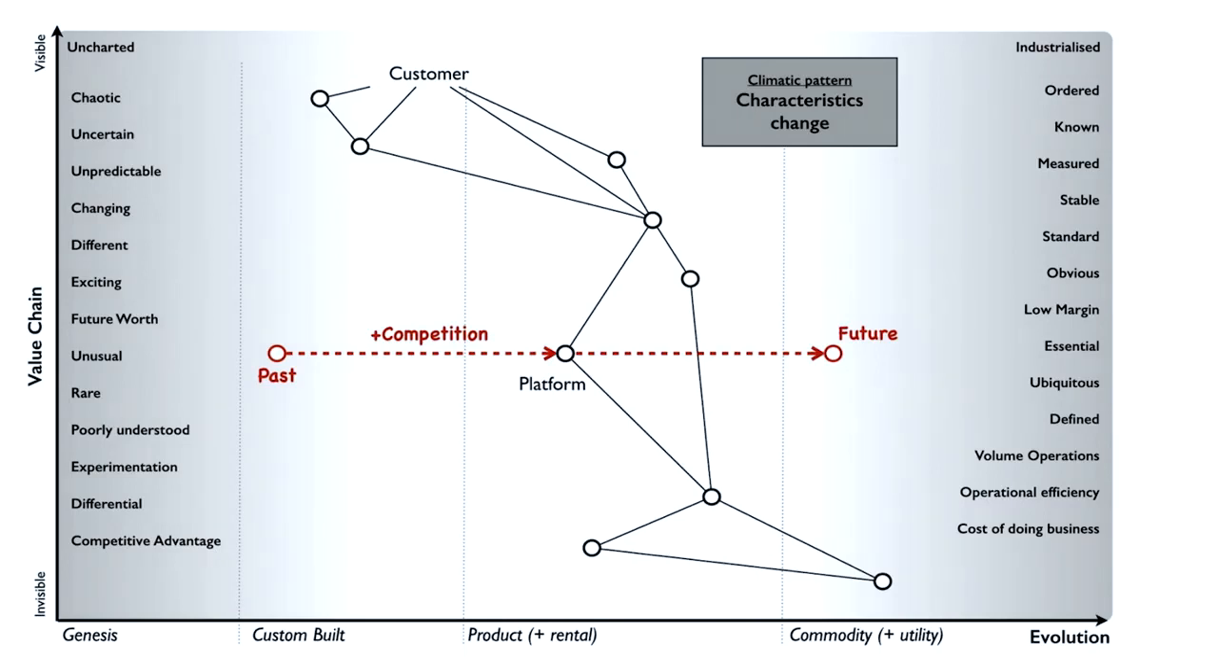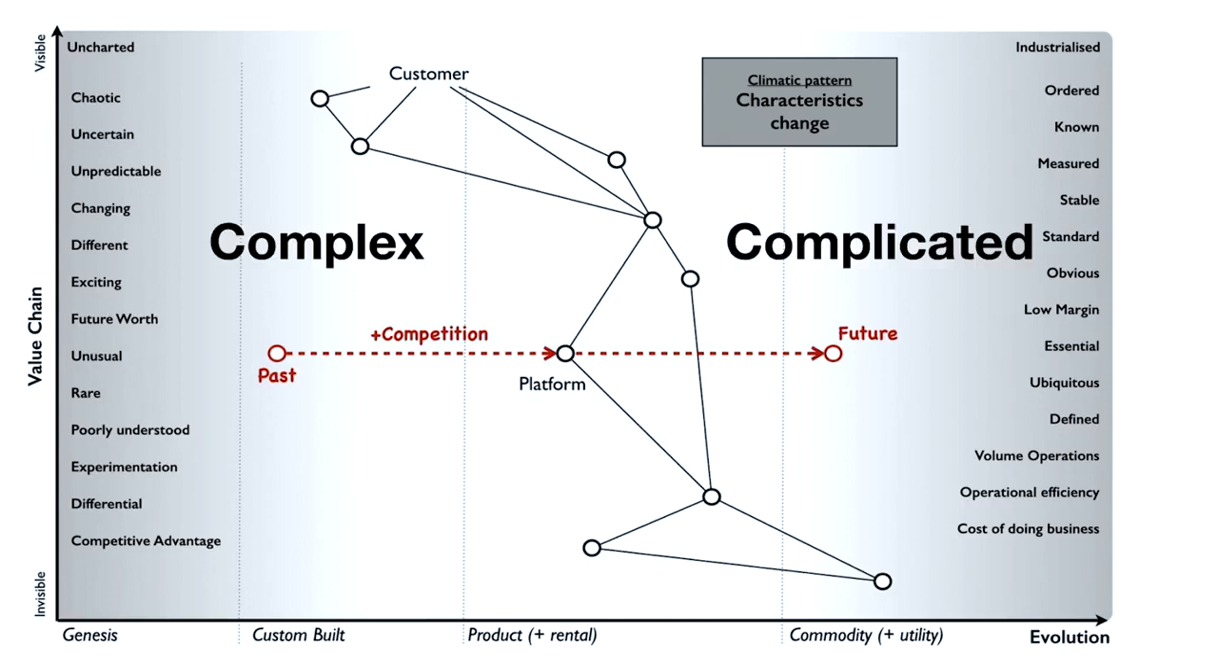The fact that components change as they evolve towards commodity and utility. So take a note here of the characteristics on the genesis side of the evolution axis and compare them to the characteristics on the commodity side. On the left, we have uncertain, unpredictable, poorly understood, competitive advantage. On the right side, we have ordered, known, stable, obvious, operational efficiency, cost of doing business.